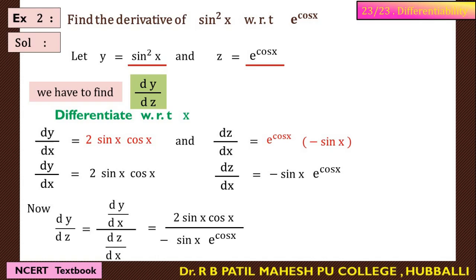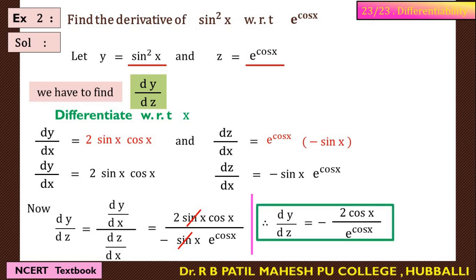So in this, sin x is cancelled. So you will get dy by dz is equal to minus 2 cos x divided by e raised to cos x. And this is the dy by dz answer. That is the derivative of the sin square x function with respect to the e raised to cos x function.